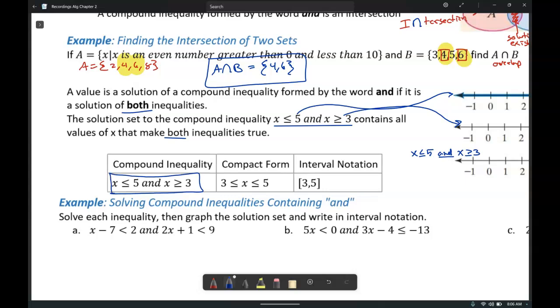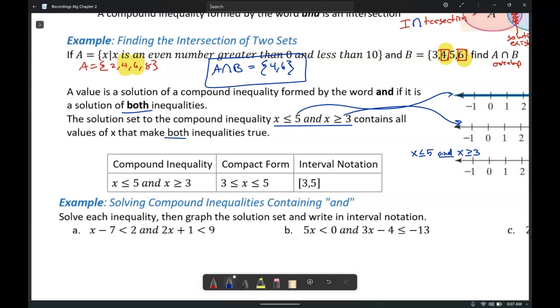An intersection also has this unique compact form where we can state that x is greater than or equal to 3 as well as less than or equal to 5. And so we're basically stating that x is between these two values. And then, of course, we have our interval notation for our solution set.